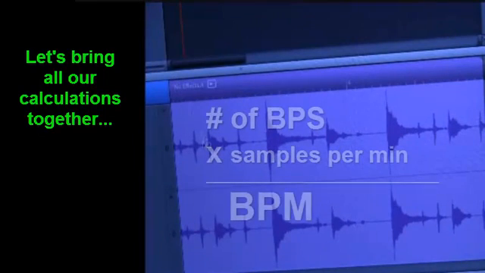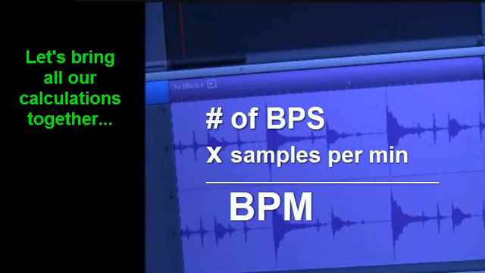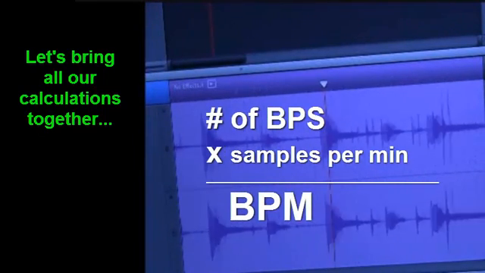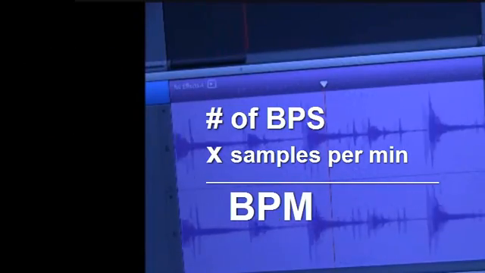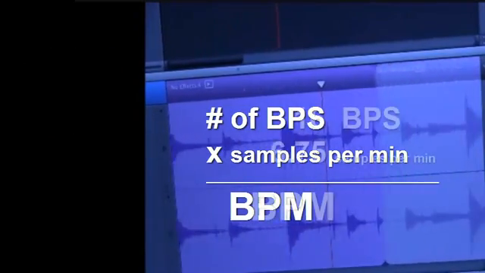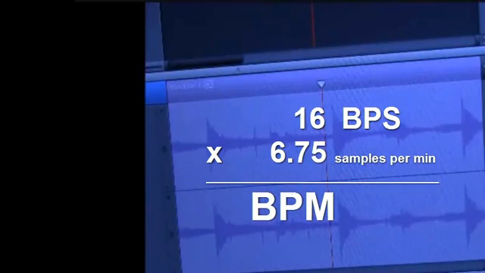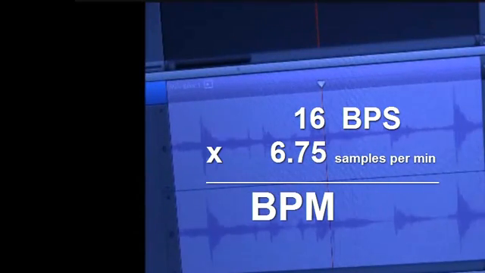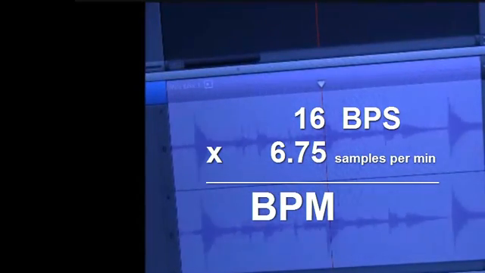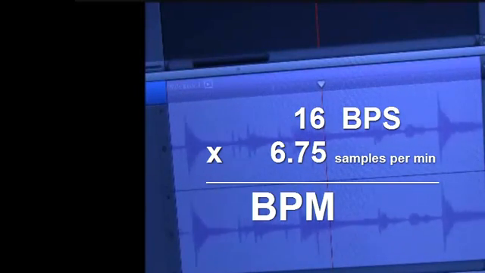So let's bring all of our calculations together. We found our beats per second. We found how many samples in one instrumental. So in order to find the beats per minute, we'll take the number of beats per second times 6.75 samples per minute, and that will let us know what the tempo, or beats per minute, are for our song in order to make the tempos match.